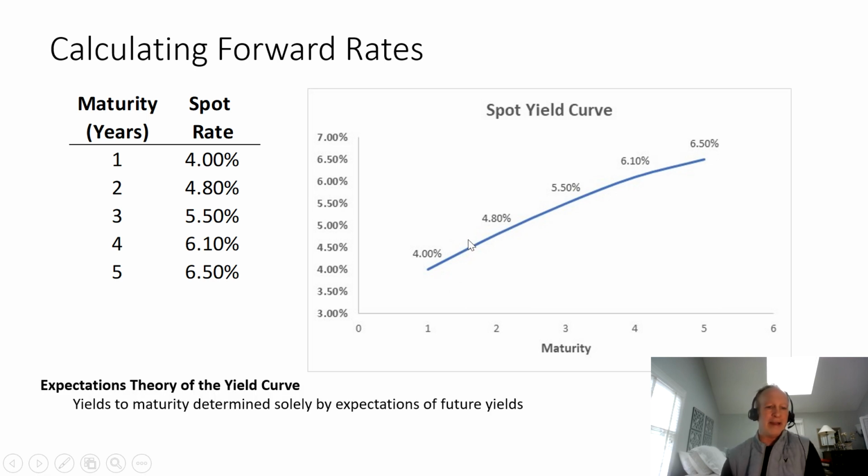And what we're going to find is that the expectations theory of the yield curve states that yields to maturity, which are what we see here, these different yields to maturity, are determined solely by expectations of future yield. So this is the expectations theory. It's not the only theory of why the yield curve is shaped the way it is, but it's the one we're focused on today and helps us calculate forward rates.